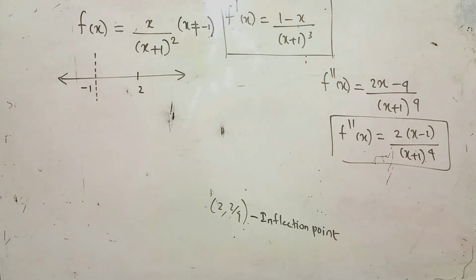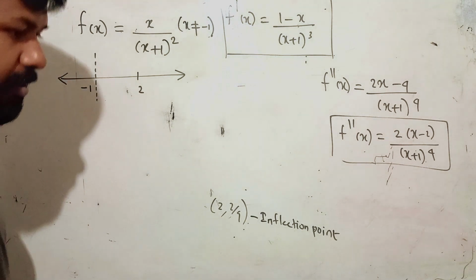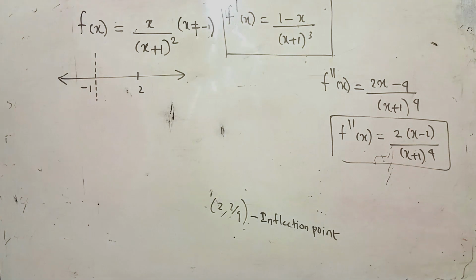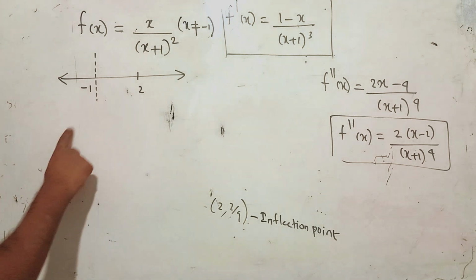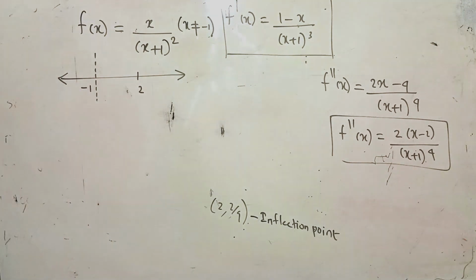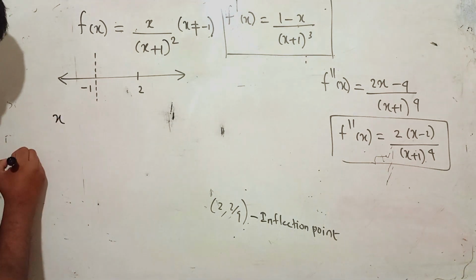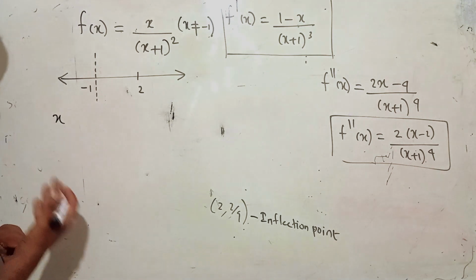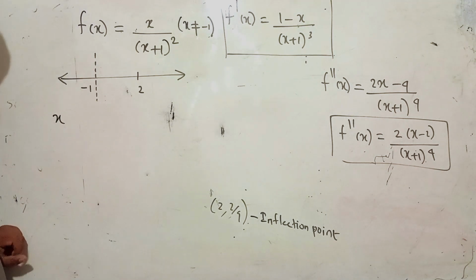Previously we were drawing a number line for finding the turning points, right? So here also you have to draw another number line, where one point is the x coordinate of the inflection point, and the other one is the vertical asymptote. Here also you have to draw a table, quite similar to the one we drew earlier, but a bit different.